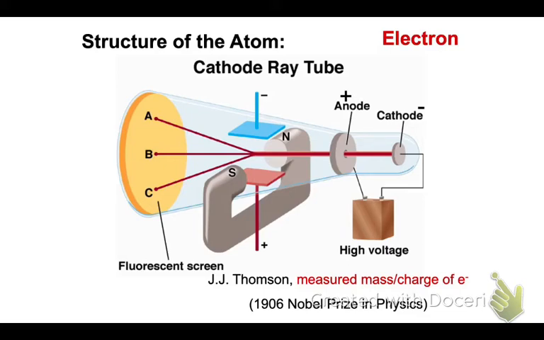So if this is a question that I will ask you, what was the discovery or the measurement achieved by J.J. Thomson? Make sure that you understand that he was not able to measure the mass nor the charge individually. What he was able to do is to measure the mass over charge ratio of the electron.